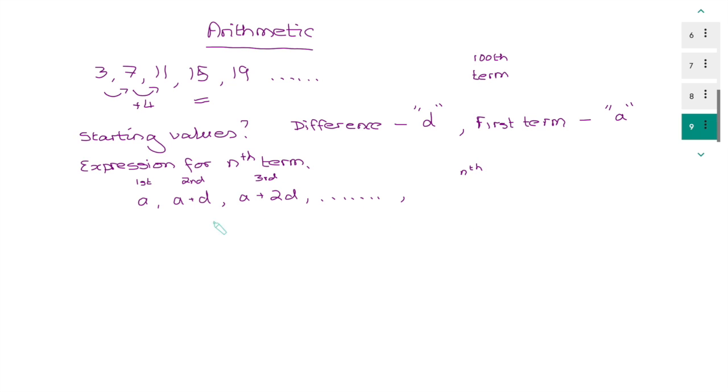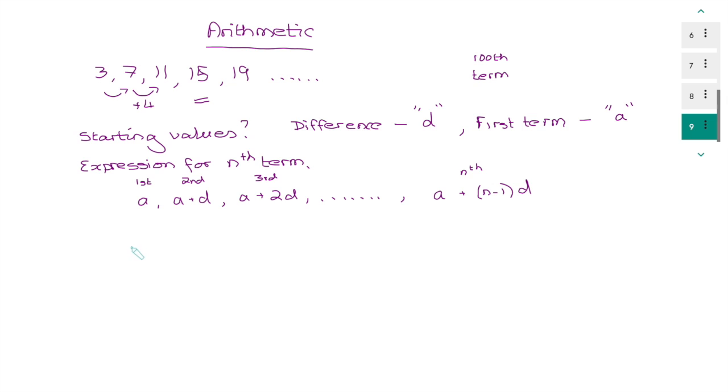So if we think about it, we're adding D on each time, and by the time we get to the nth term, how many lots of D will we have added? It's tempting to say it's n lots of D, but it's not, because the second term we've only added one lot of D. So here we've got A, and then not n, but n minus 1 lots of D. Okay, and that's the formula for the nth term of an arithmetic sequence.